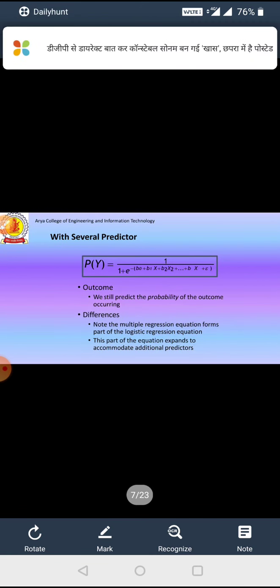With one parameter, P(Y) is given by 1 / (1 + e^-(b0 + b1x1 + epsilon1)). Here P(Y) is the predicted probability of the outcome occurring, and b0 and b1 can be treated in much the same way as in multiple regression. This is not the normal regression equation form, but the form used in logistic regression equations, and with several parameters it is our equation.